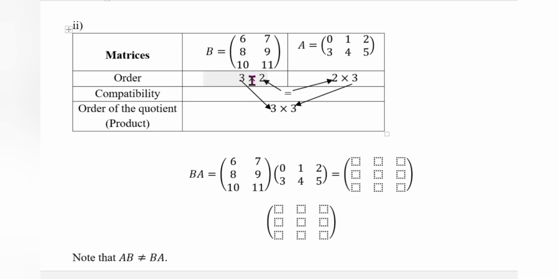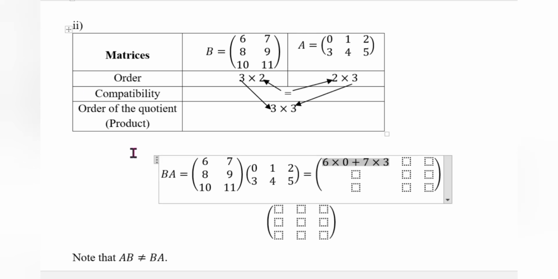That means the answer will have 3 rows and 3 columns. So it will take this format here. We can see we have 1, 2, 3 rows and 1, 2, 3 columns. So we start multiplying. This element is in row 1, column 1. So that means take the elements in row 1 times the corresponding elements in column 1. And that's what I've done. There you have 6 times 0 plus 3 times 7, giving us 21, of course.